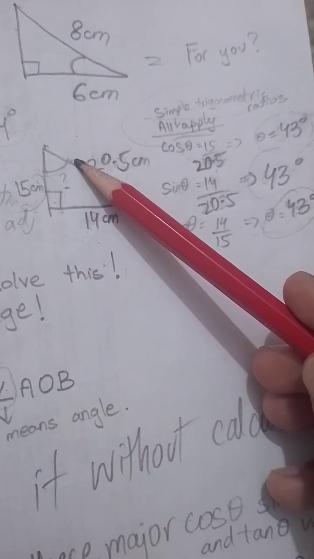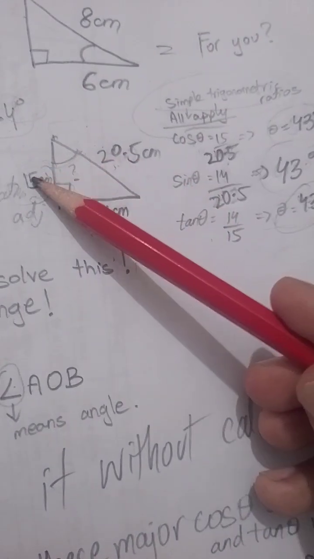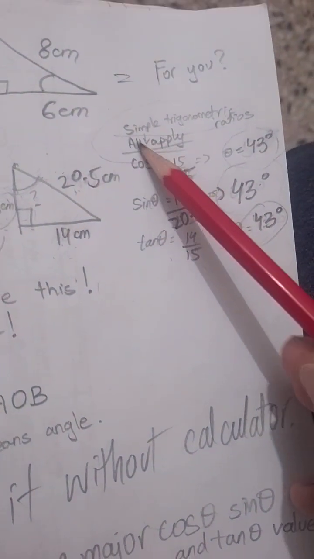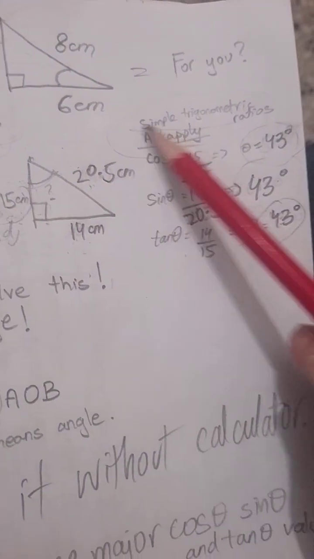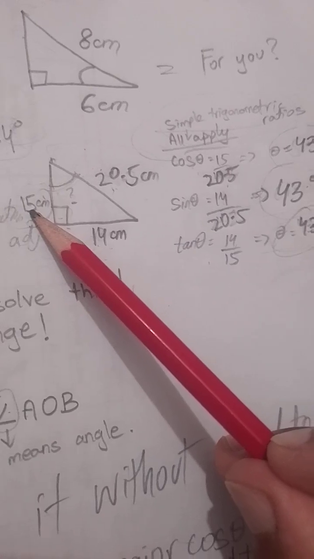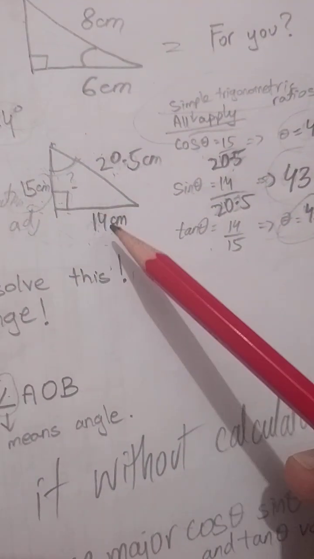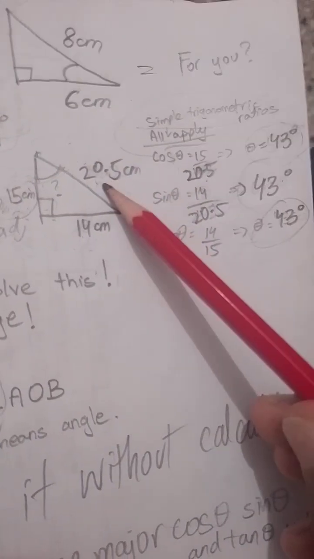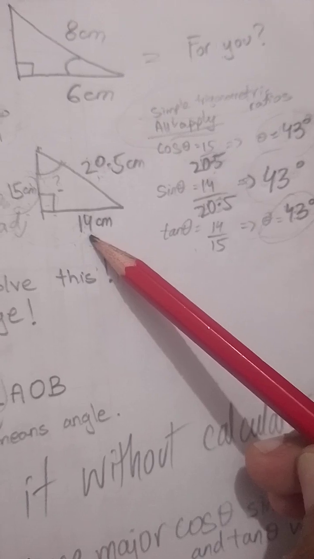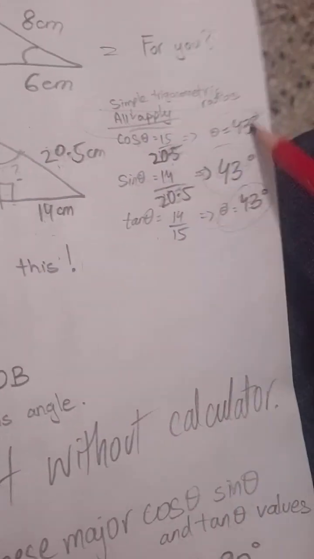For example, we have to find this angle. This will be the opposite, this will be the hypotenuse, this will be the adjacent. In this case of three sides, all trigonometric ratios can be used. Let's use cos theta first: adjacent over hypotenuse, and we find the angle. If we use sin theta, then opposite over hypotenuse, and if we use tan theta, then opposite over adjacent. We find the angle and all angles will be equal.